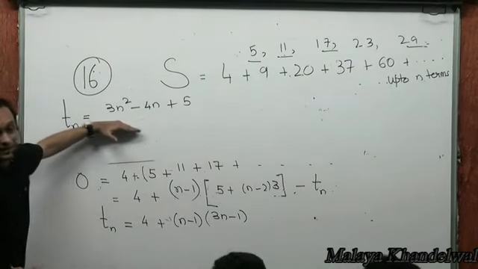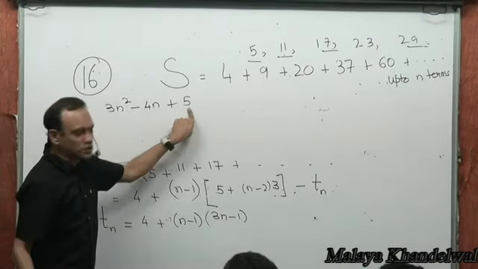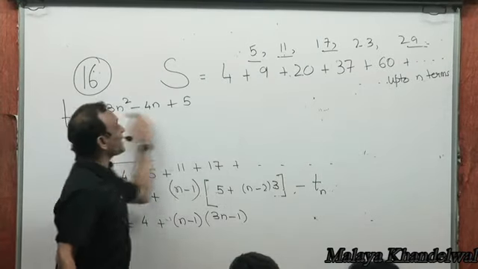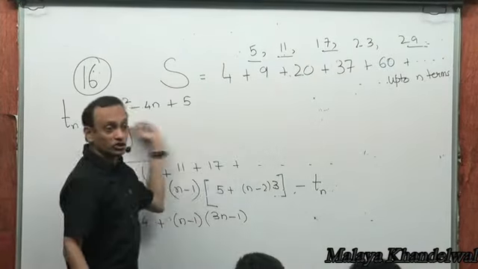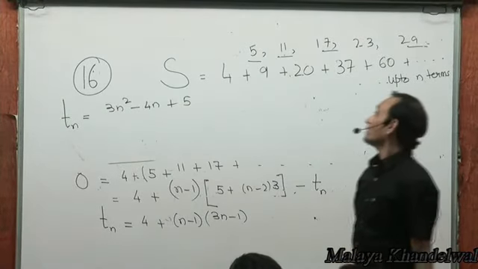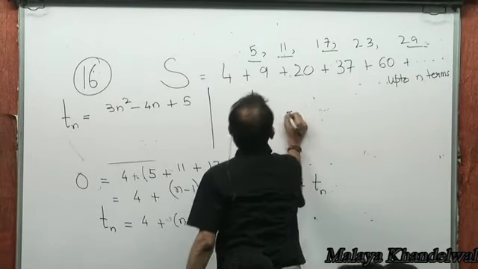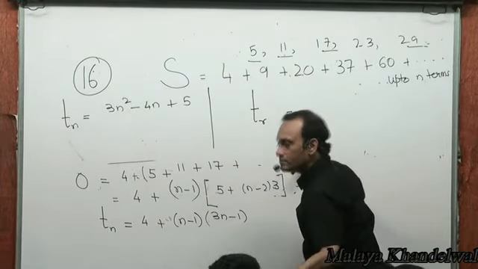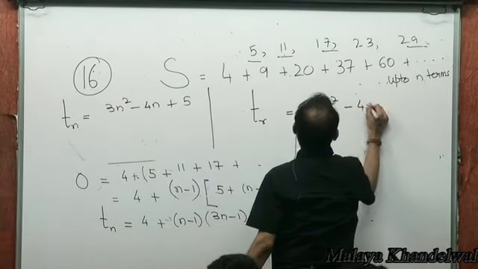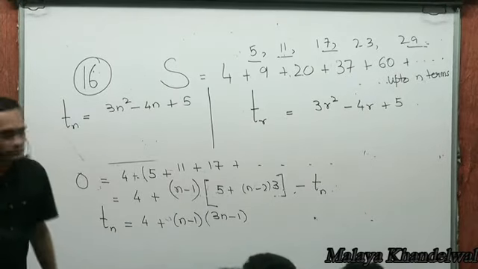So now I have the nth term exposed. The nth term is available in terms of n. If you plug in n equal to 1, you get T1, the first term. Plug in n equal to 2, you get the second term, 9. n equal to 3, this will turn out to be 20. n equal to 4, this will turn out to be 37, and so on and so forth. Right? And in a more general sense, replacing n by r will give you the rth term. The rth term is going to be 3r squared minus 4r plus 5. That's the rth term.